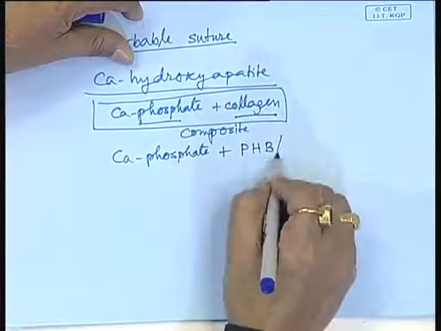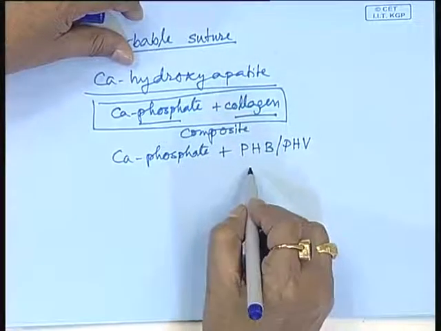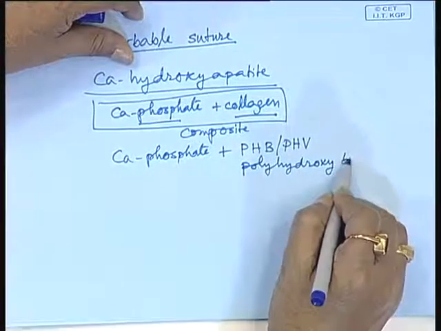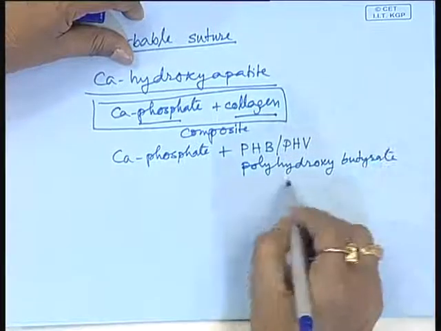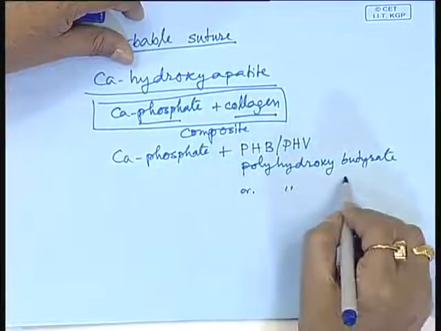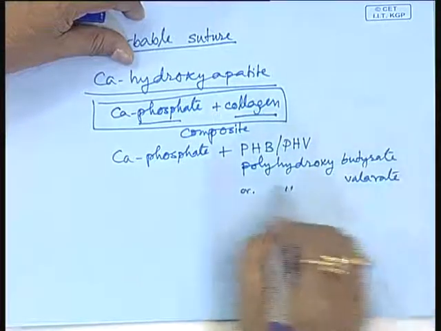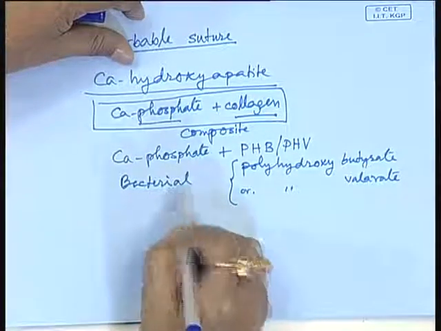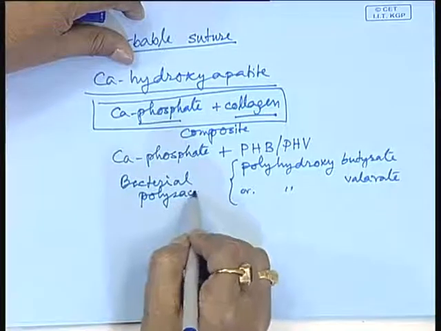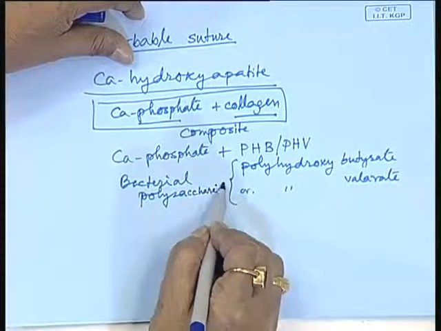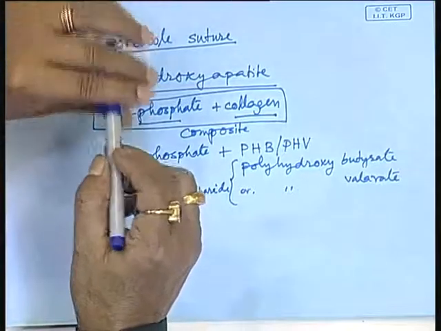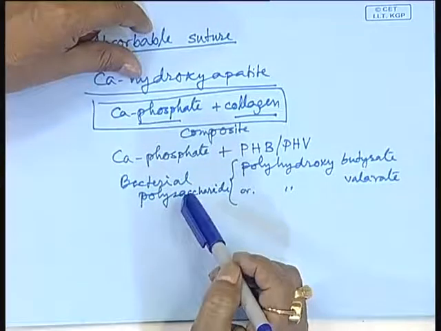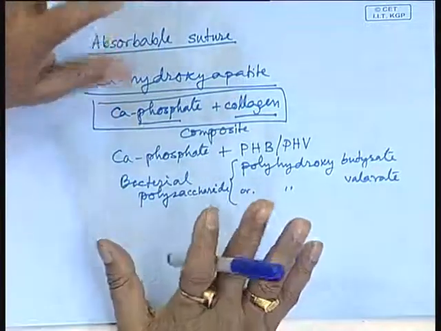Polyhydroxybutyrate or valerate, polyhydroxy valerate. These are actually bacterial polysaccharide, produced by bacteria. It is a polymer, a polysaccharide polymer. It is a biodegradable polymer, or chitin or chitosan.